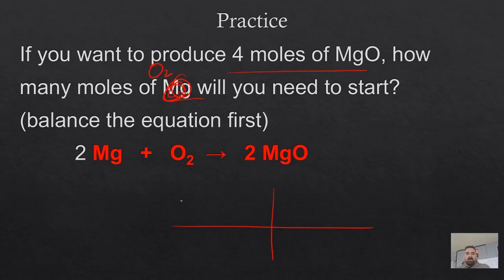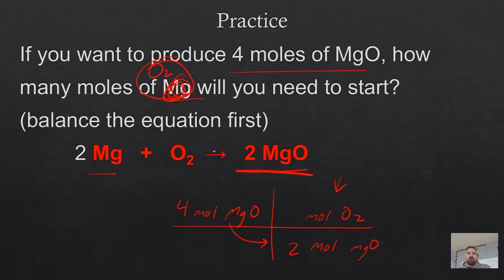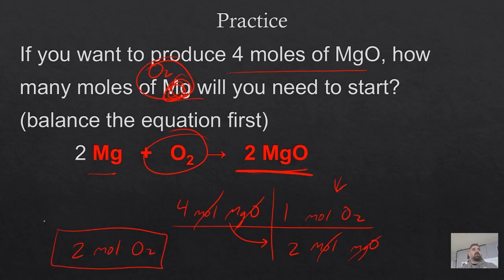So 4 moles of MgO, that's my given information. What unit goes down here? Moles of MgO. How many moles of MgO? 2. And then they're asking for O2, so what goes up here? It's going to be moles of O2, and the equation tells us that it's 1 mole of O2. So we're just going to divide by the bottom, multiply by the top. Moles of MgO goes away. So 4 divided by 2 is 2. And what's our answer going to be? 2 moles of O2. That's stoichiometry. All right? This is foundational level stoichiometry.